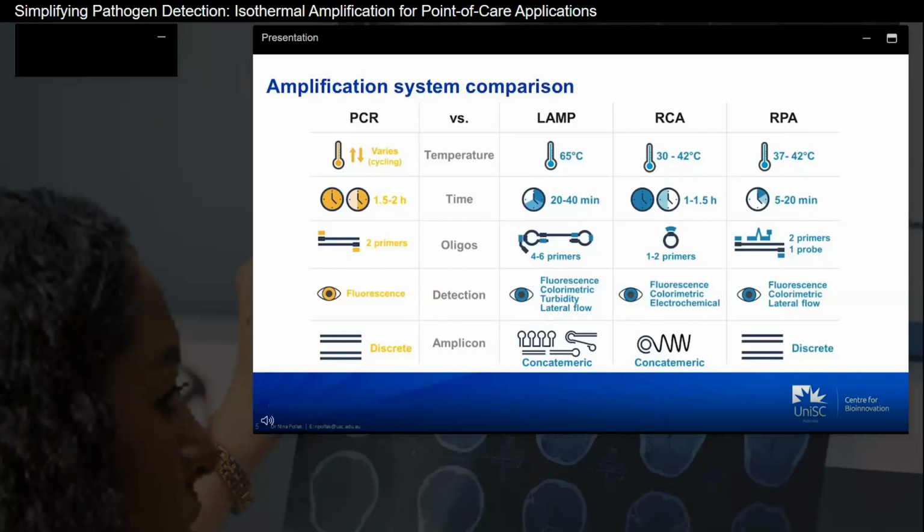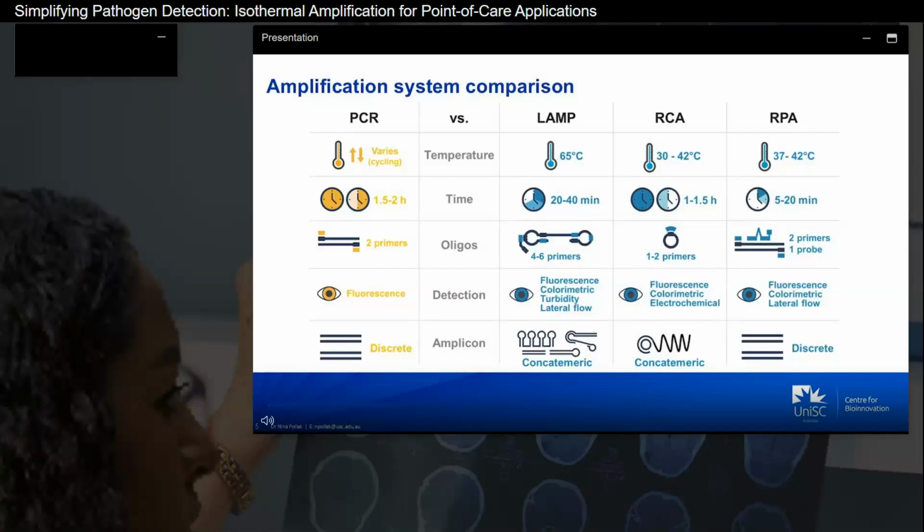When it comes to primer design, RCA is the simplest, requiring just 1 to 2 primers. This is followed by RPA, which uses 2 primers and a probe, and then LAMP, which is the most complex. It typically needs 4 to 6 primers.